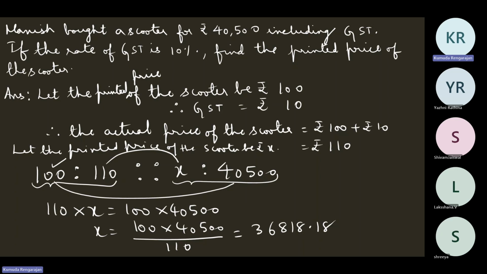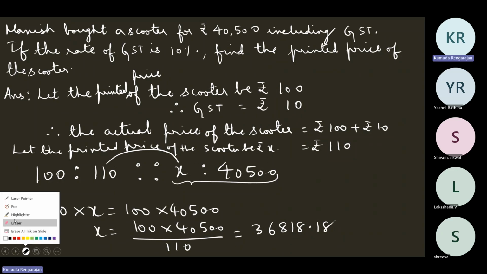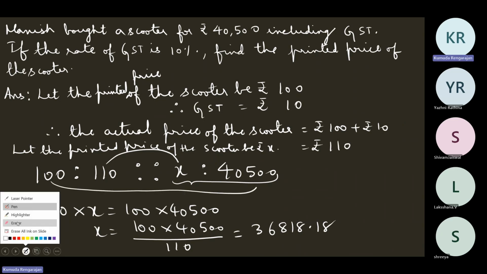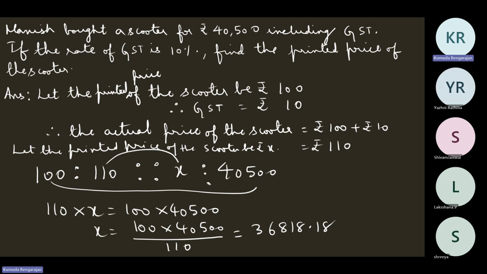If this is without GST, this is with the GST. So this is a proportion. Product of extremes is equal to product of means, or product of means is equal to product of extremes. And this way we are able to find the value of X, which is the cost of the scooter without GST.